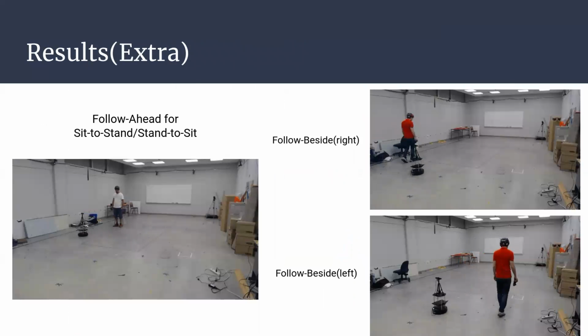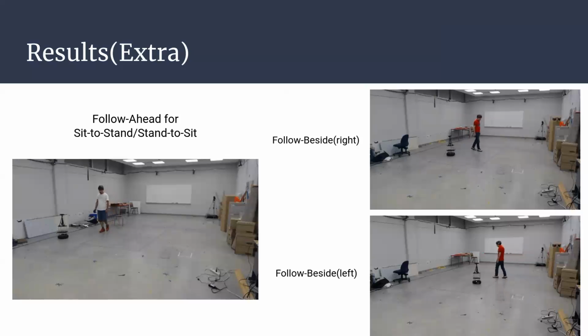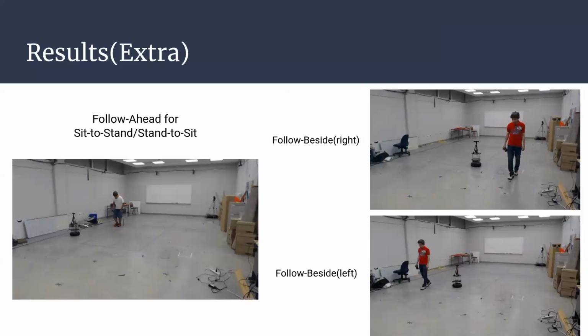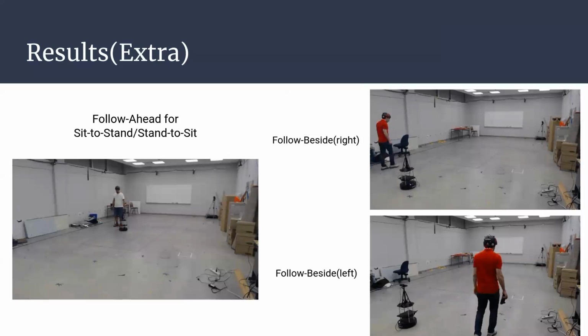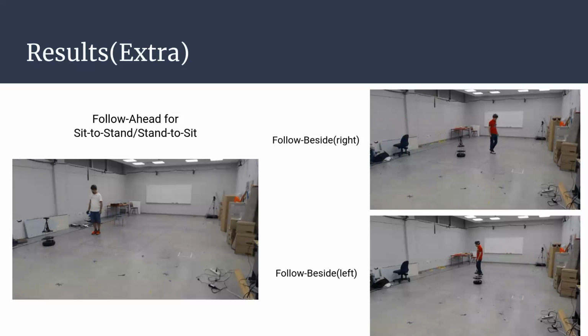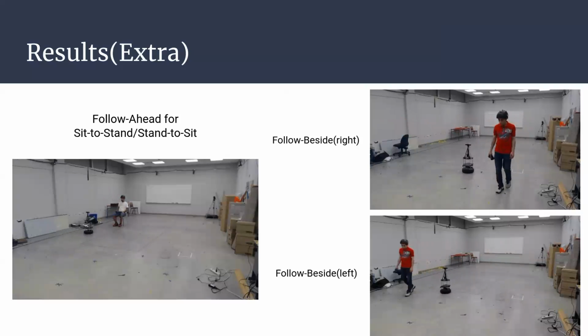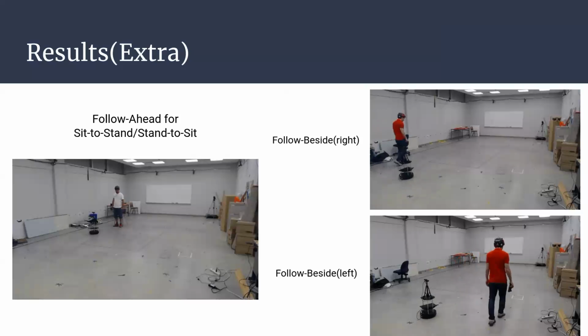In order to show the capability of our model, we defined some extra motions for the human and tested with the robot. On the left, you can see the robot's performance for sit to stand and stand to sit motions. Here, predicting human pose helps the robot to predict the future goal more accurately. We also show the generalizability of our method by performing 2 versions of follow beside. On the right, you can see the robot following a human on the right and left sides.